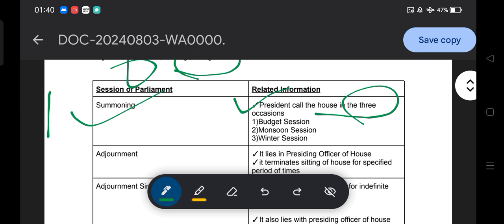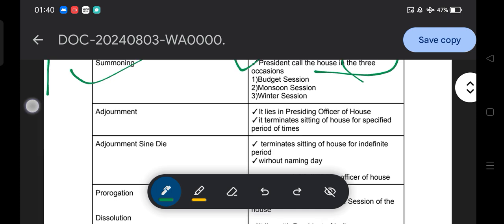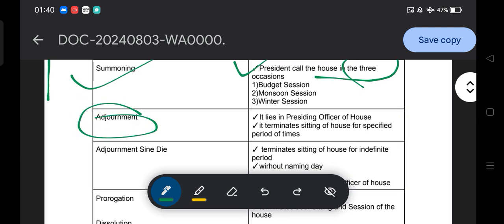That is how the summoning works, and you need to remember the summoning. Then after the summoning comes the adjournment. Adjournment lies with the presiding officer of the house. So adjournment is one kind of the name of the session, and the power lies with the presiding officer of the house.